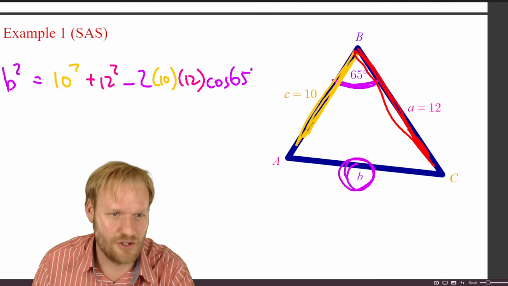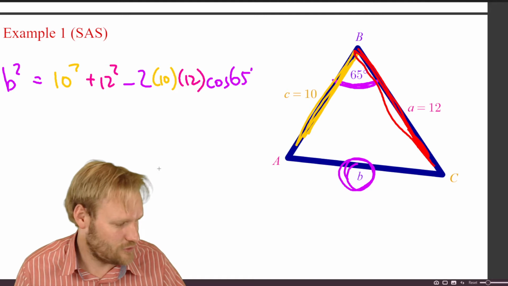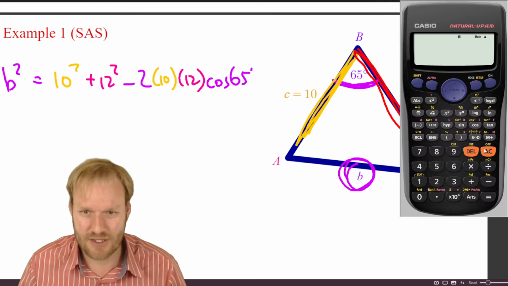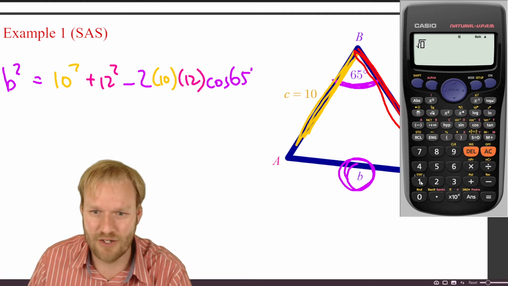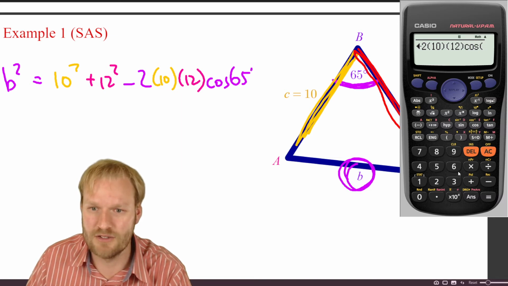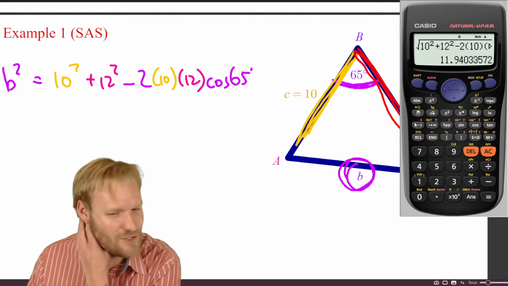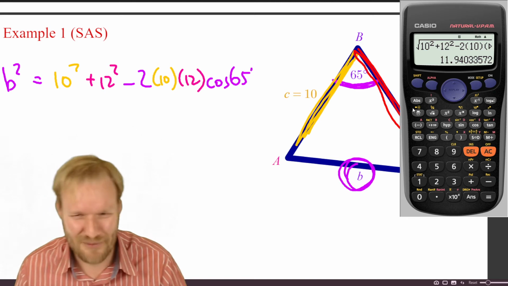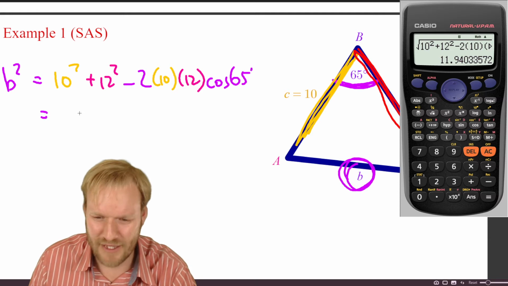That's the cos rule. Clearly if we want B, then we're going to take the square root of that whole thing. So, of course, our beloved calculator comes out, and B equals the square root of 10 squared plus 12 squared minus 2 times 10 times 12 times cos 65. What do you get? Check. You're just going to watch me punch in the calculator. So equals, and we get 11.94.